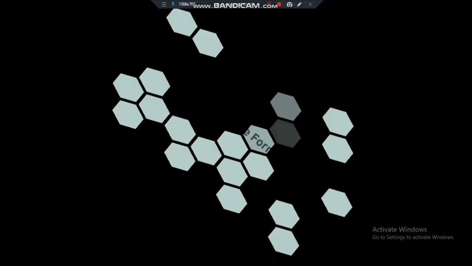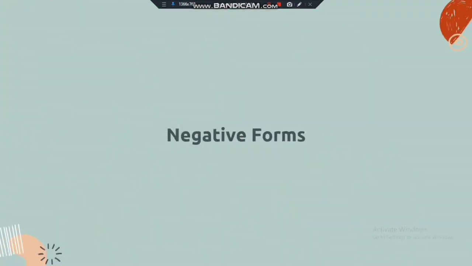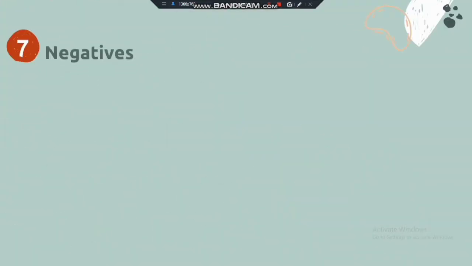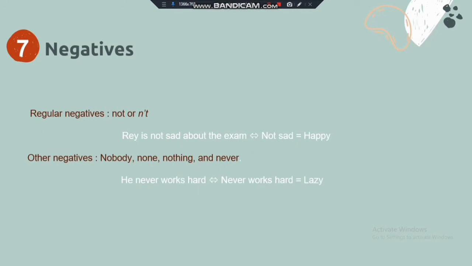The next tips and tricks are focused on negative forms. Number 7. Negative. This case has 2 terms. Regular negatives include "not" or "anti." From this statement, the phrase "not sad" means happy. And then other negatives include nobody, none, nothing, and never. In this statement, the phrase "never works hard" means lazy.